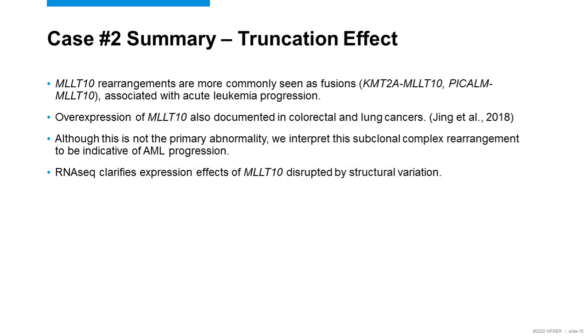So MLLT10 rearrangements are most commonly seen as fusions in AML with KMT2A and PICALM. Overexpression of MLLT10 is also documented in colorectal and lung cancers. And although this isn't the primary abnormality, we can interpret this to mean that the AML is progressing. So RNAseq clarifies the expression effect of the MLLT10 disruption that we see by mate pair sequencing.